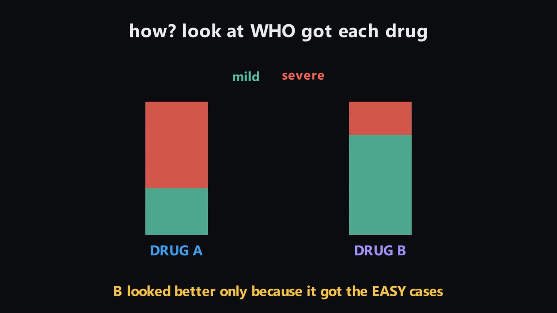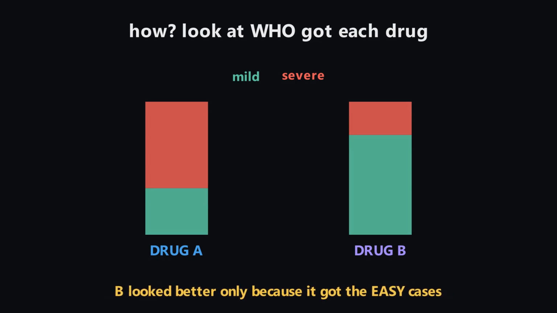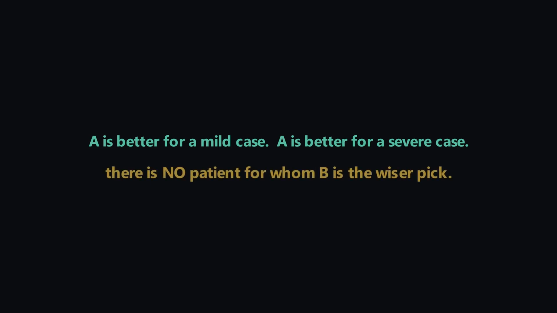When the groups you average over are lopsided, and tied to the outcome, the overall number can point the opposite way from every single subgroup. And let's be clear about what that means. Drug A really is the better choice for a mild case and the better choice for a severe case. There is no individual patient for whom drug B is the wiser pick.